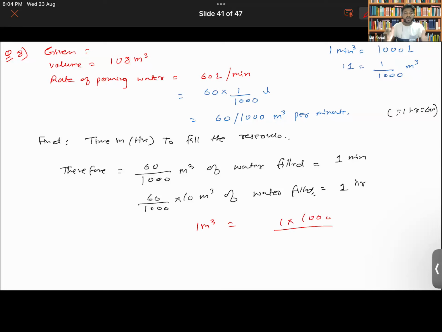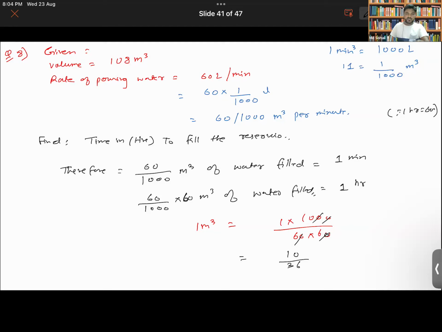In order to find out how much water will be filled, if you consider it in respect of 1 cubic meter, it would be 1 into 1000 upon 60 into 60. Okay, I forgot to write 60 over here. It's not 1060. Getting it? So you will be canceling it. So it's 10 upon 36.